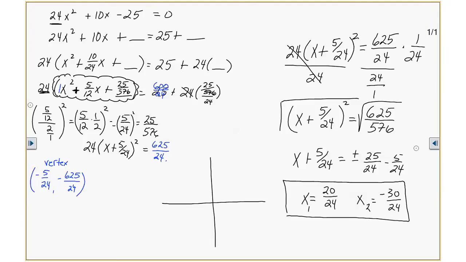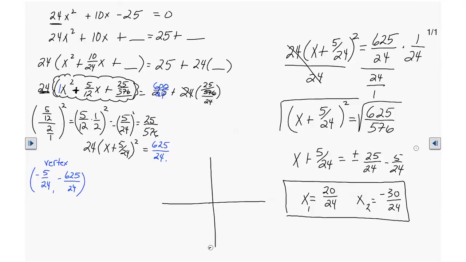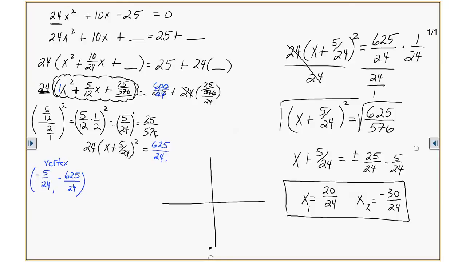This vertex is negative 0.2, and I said that's around 26. Somebody check it for me. What is it? Around 26. Okay, thank you. What's my y-intercept? Negative 25. Thank you, class. And 20 over 24 is less than 1. And then this right here is going to be 1 and 6 over 24, which is 1 and 1/4 or something.